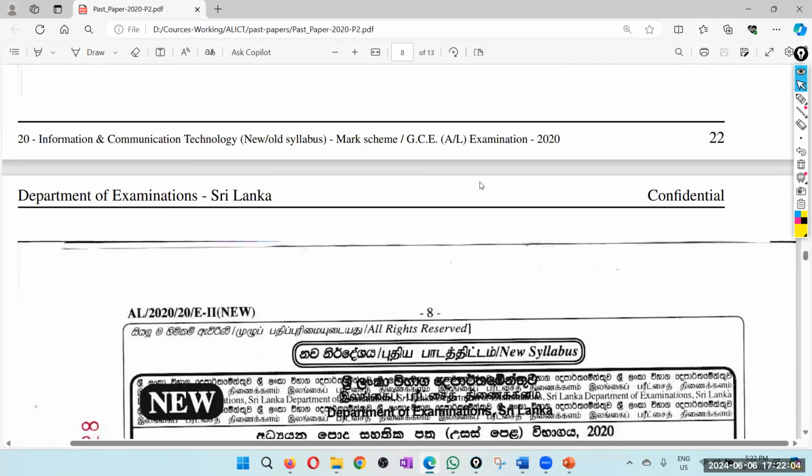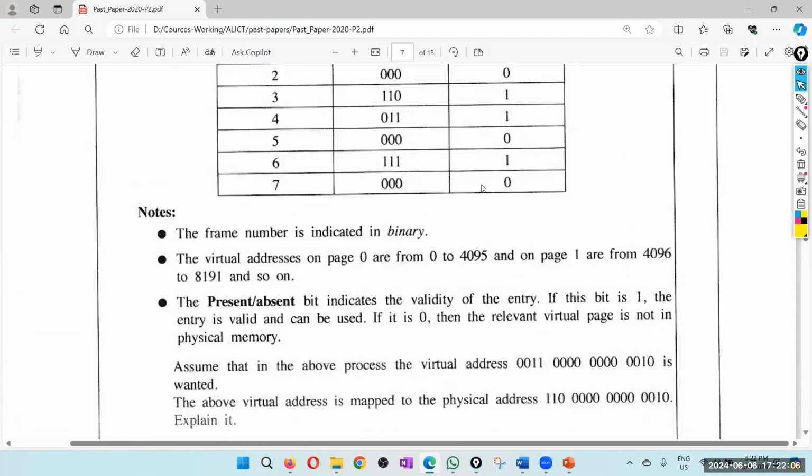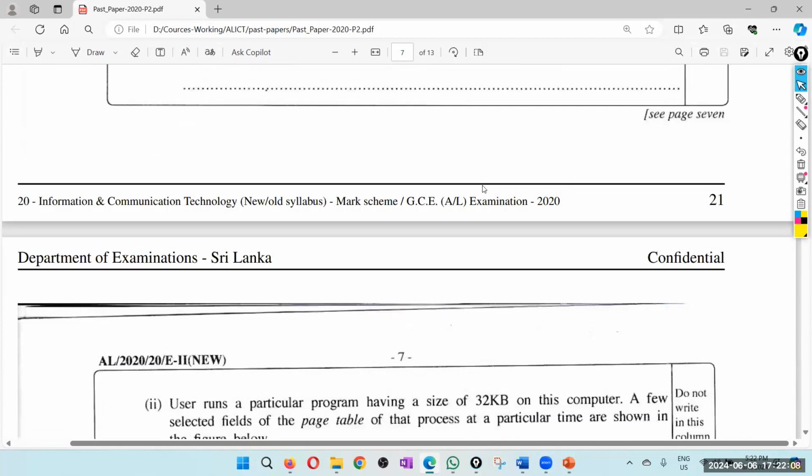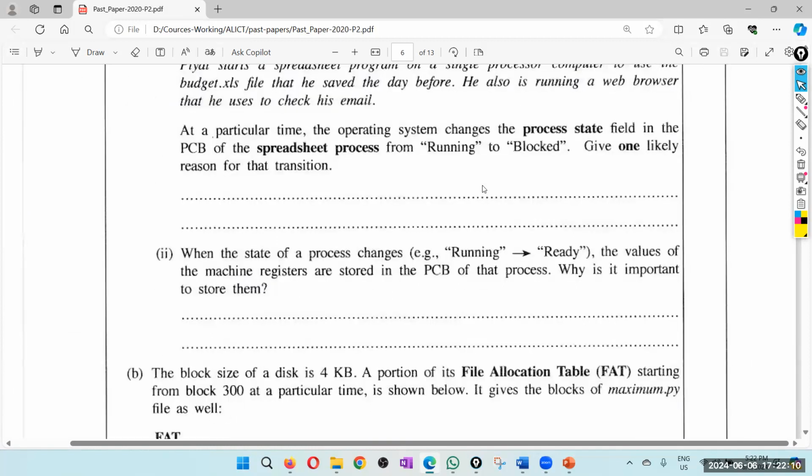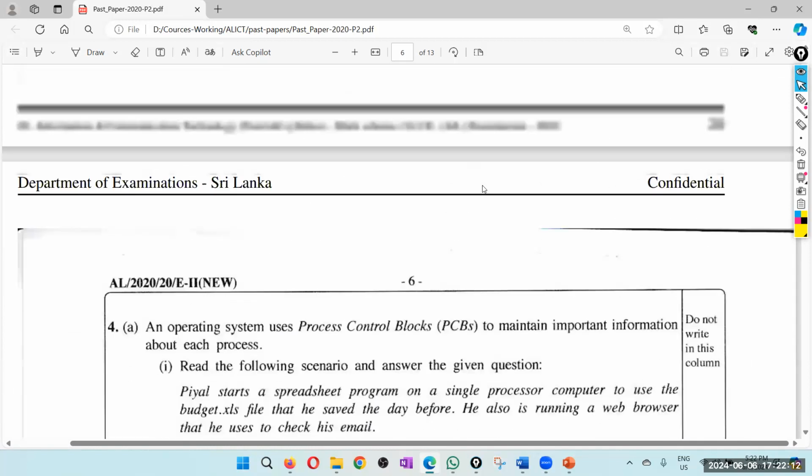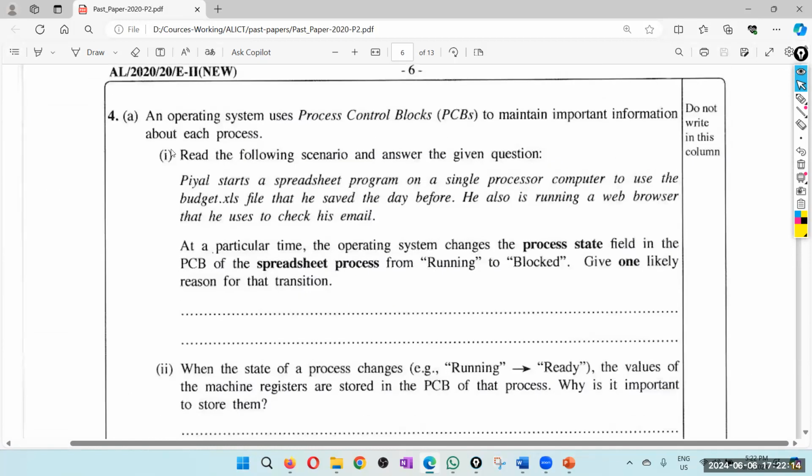Right. So you have only 2 questions in the structured paper, and this is half of the structured paper from operating system. Okay. This is the 2020 paper. Right. First do the A part. A part 1 and 2.